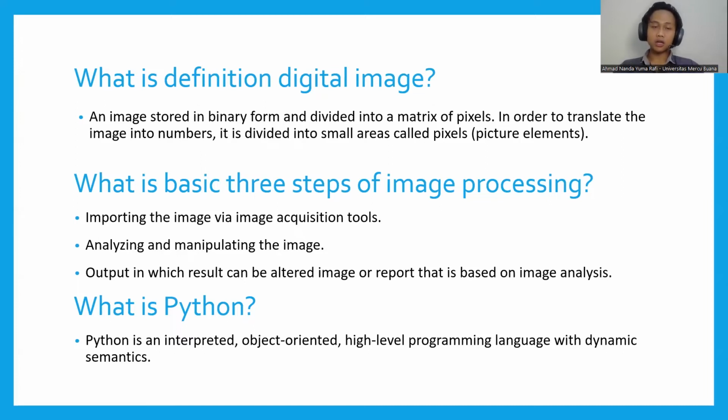And the next question is, what are the basic three steps of image processing? Actually, there are three steps. First is importing the image via image acquisition tools. Second is analyzing and manipulating the image. And the last is output, in which the result can be an altered image or a report that is based on image analysis.